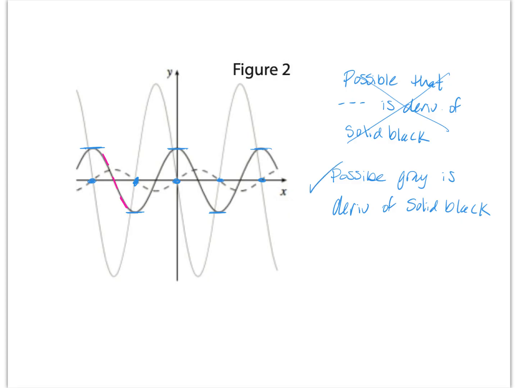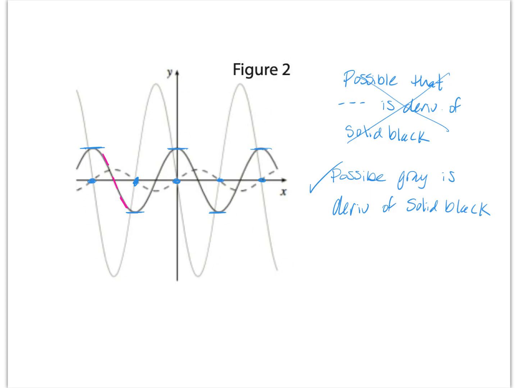Okay, so this is like a check. The gray is the derivative of the solid black. But that only tells me that the solid black could be F and the gray is F prime, or it could be that the solid black is F prime and the gray is F double prime. So let's look at the derivative of the gray.